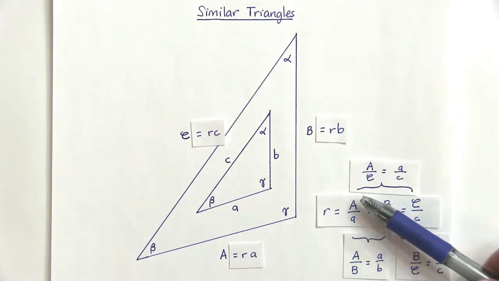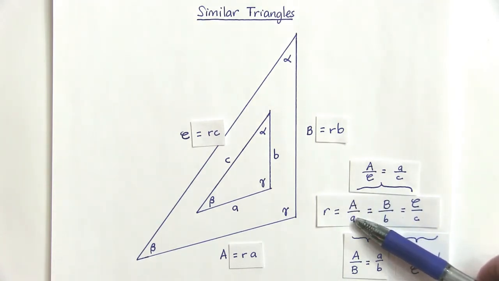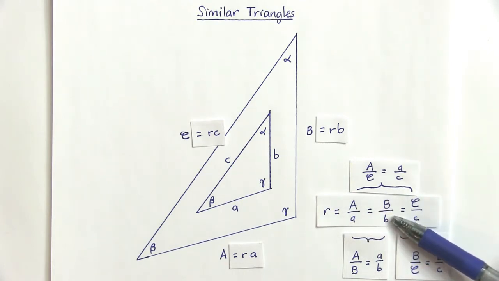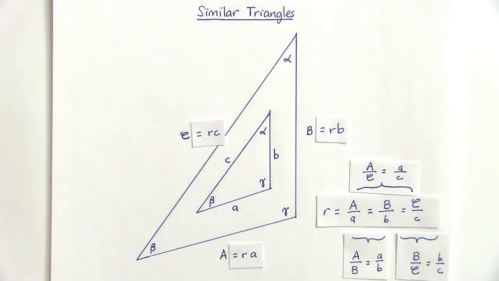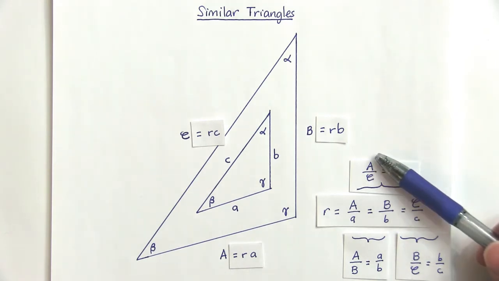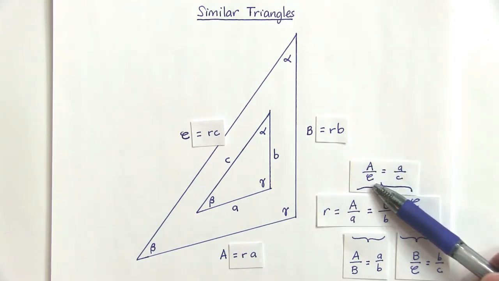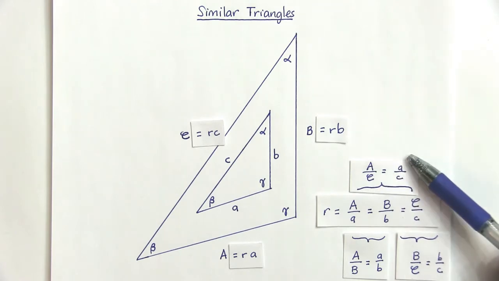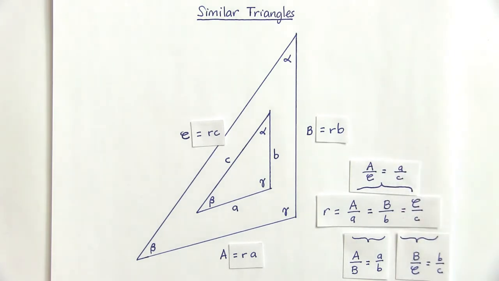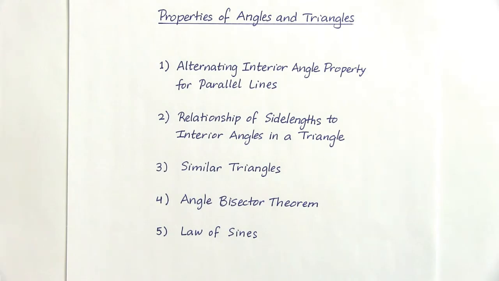You could take the ratio of two sides opposite of the same angle and equate them, or you can take the ratio of two sides in the same triangle and equate that to the ratio of the corresponding sides in the other triangle. We have one more property of triangles which we need to review before we're ready to solve the problem of the week, and that is the angle bisector theorem, and that looks like this.